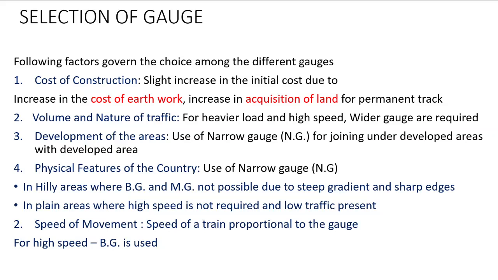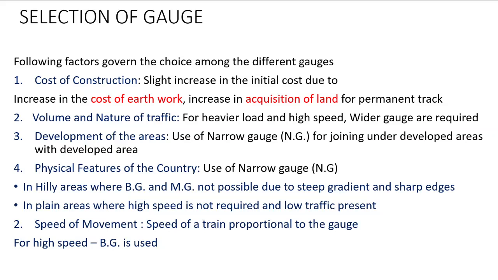The third factor is the development of the area. Narrow gauge is used for joining the underdeveloped areas with the developed areas. When a railway track has to be laid which will connect the developed areas with the underdeveloped areas, at this point narrow gauge is preferred.